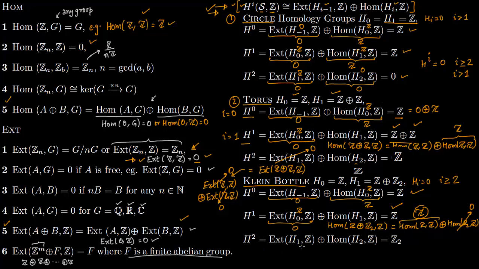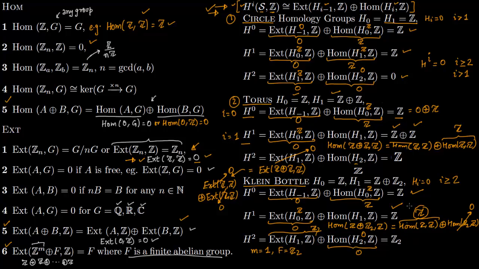And now you come to the cohomology group H2. So Ext of h1 comma z, again h1 is z plus z2. So now we are going to use property 6. So here, using property 6, you have m is 1 and f is z2. So m is 1, f is z2. So this becomes just z2 by property 6. And you have Hom of h2 comma z. So h2 is 0. So this will be Hom of 0 comma z. So this is 0. So you just get z2.